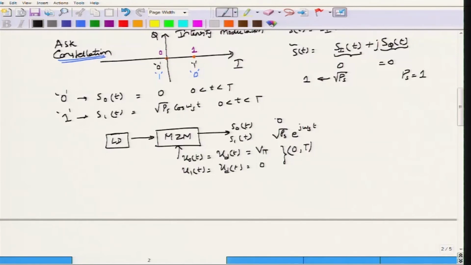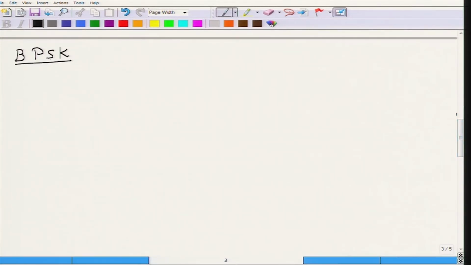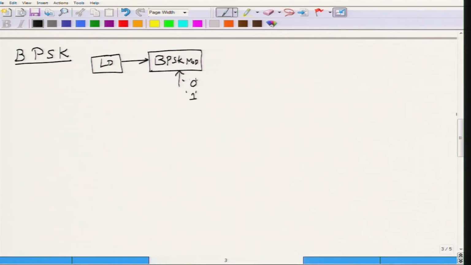Now, let us move on to another simple modulation, and we will stop at this point because we want to come back and combine these two in the next module. So, in this module we will look at one of the simplest phase modulations, called binary phase shift keying. The idea of BPSK is quite simple. If I have a BPSK modulator or a BPSK transmitter, I have to consider the light coming in from the laser diode, and I have to again have bits 0 and 1. I am denoting them with quotation marks so as to emphasize that these are bit 0 and bit 1.